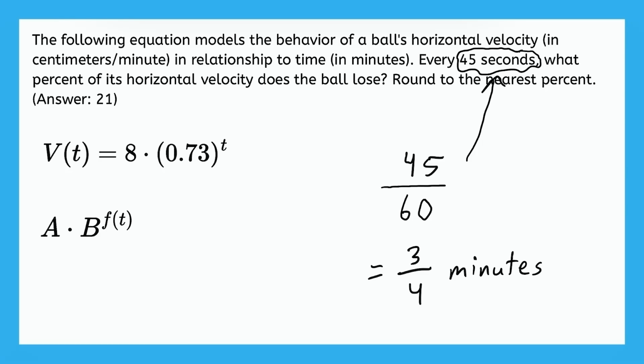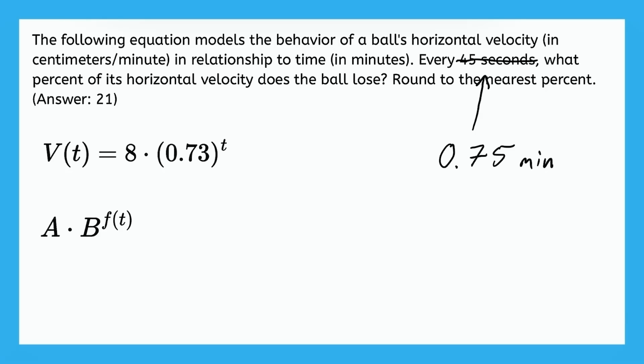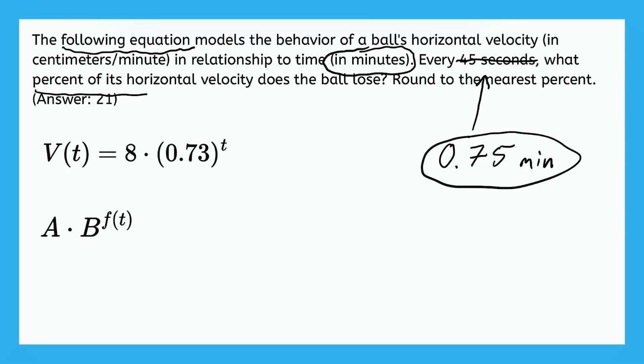And in this case, 45 over 60 can be simplified. That's the same as saying 0.75 or 3 over 4. So now, in your mind, I want you to replace the 45 seconds with 3 over 4 minutes, or 0.75 minutes. All right, look at that. Now we have achieved making our language consistent because they said that the following equation involves minutes, right? They said that the time is in minutes. And now the question that they ask us when they say every 45 seconds, we can now think of as every 0.75 minutes, what percent of its horizontal velocity does the ball lose?